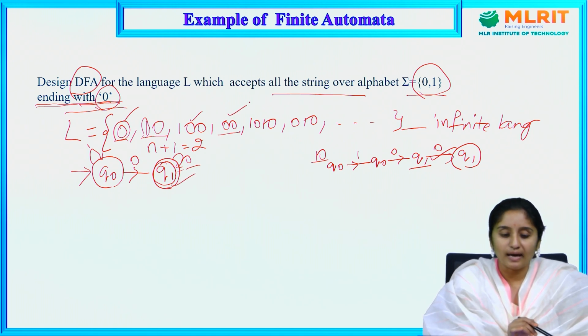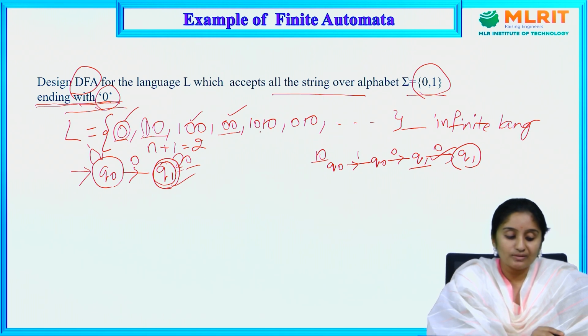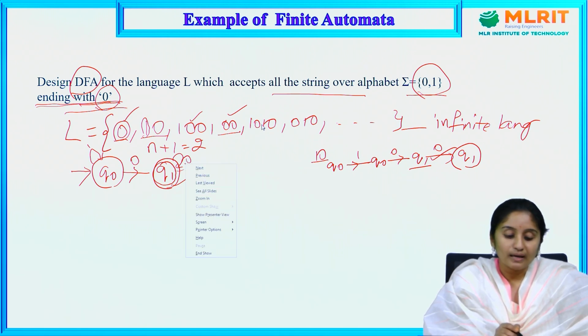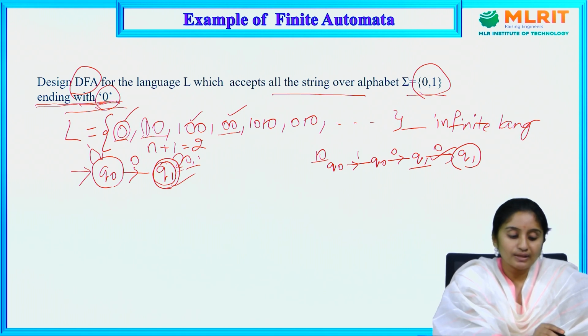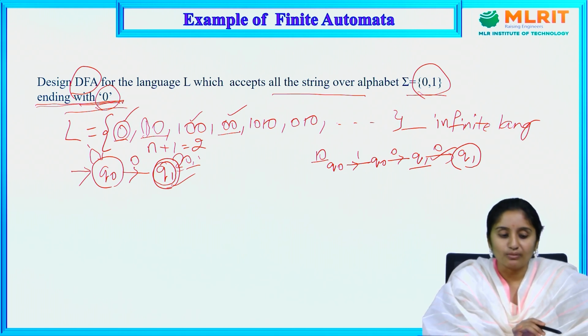This is also accepted. 10, 10: I have 10 and then 0, but again I am having 1. I cannot place 10 here. Okay, I can place it, but the constraint is that it should end with 0, any number of zeros. If I keep a loop here, this string will be accepted.